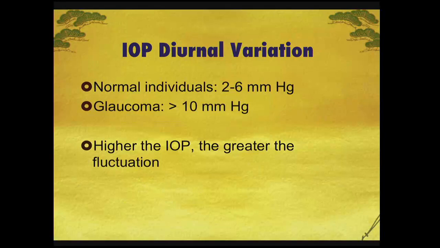IOP varies throughout the day, so this is obviously something important to communicate to patients. It varies in a normal individual 2 to 6 millimeters of mercury. If you're seeing variations of over 10 millimeters of mercury in a patient, you want to have a suspicion that maybe this patient is predisposed to developing glaucoma. And the other thing to remember is that the higher the intraocular pressure, the greater you're going to expect the fluctuation to be.